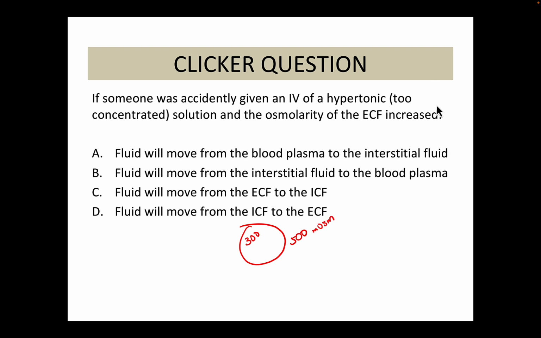Now, this is going to cause net movement of water across the cell. Change osmolarity, change movement across the cell. In this case, water always likes to go to where it's more concentrated. So it'll leave the cell trying to dilute this very concentrated extracellular fluid. So fluid will move from the ICF to the ECF and our cells will shrink.